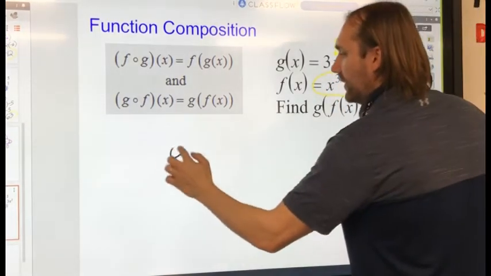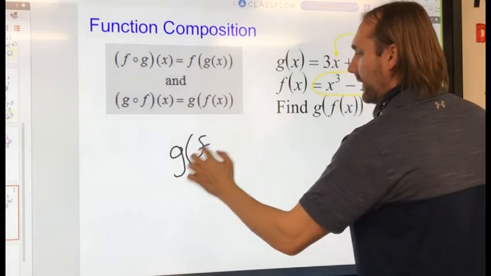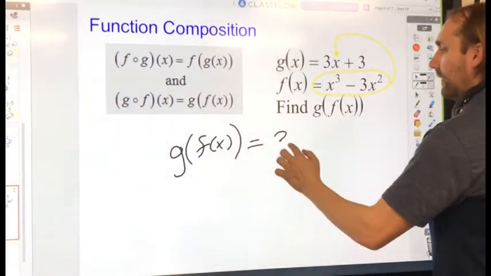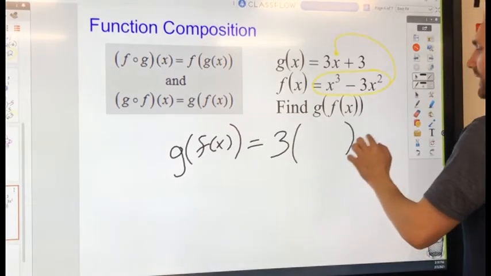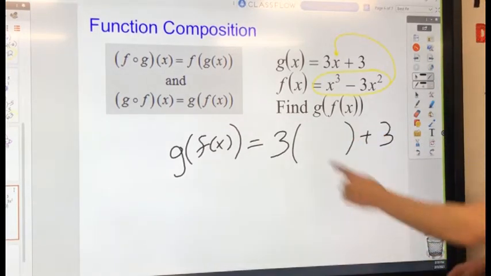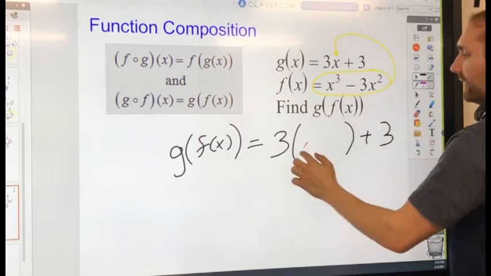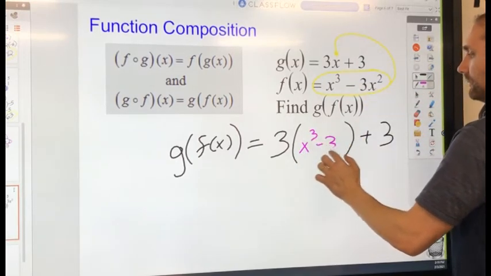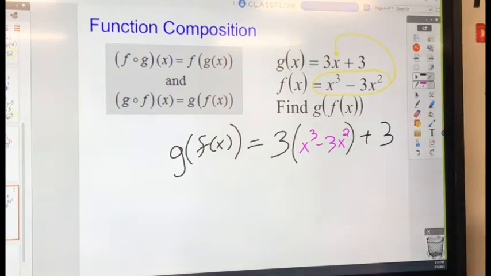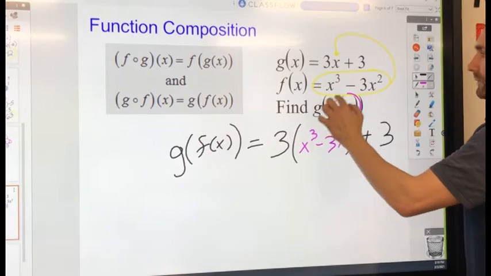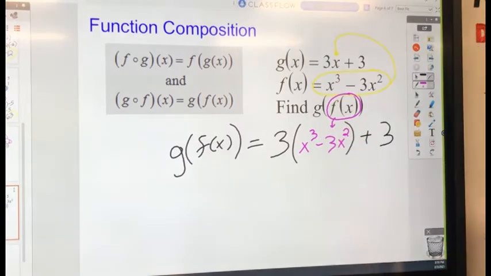So g of f of x equals, here's my g value, right? 3x plus 3. 3 something plus 3. That something is going to be this function now. Like so. This f of x value goes inside of there.